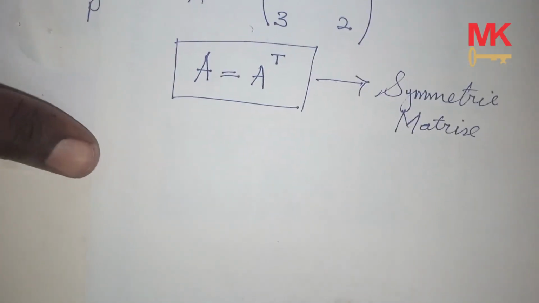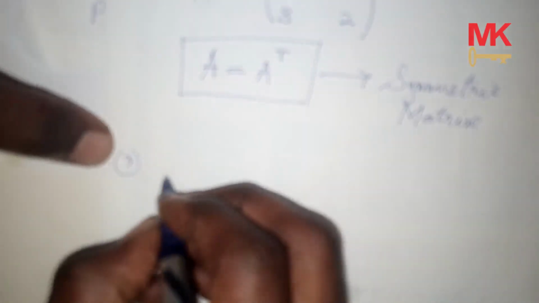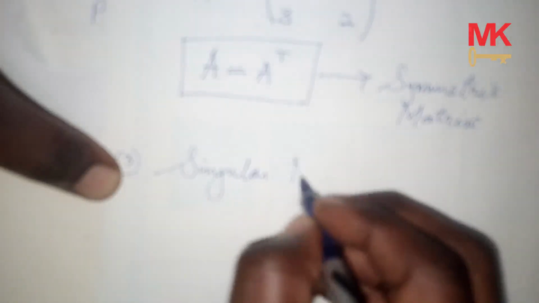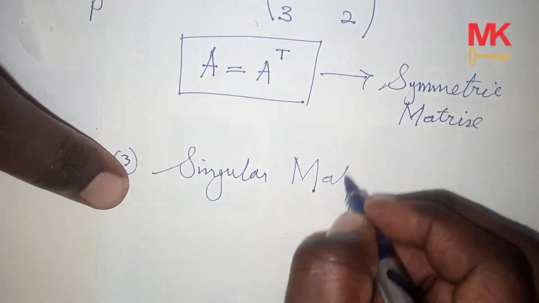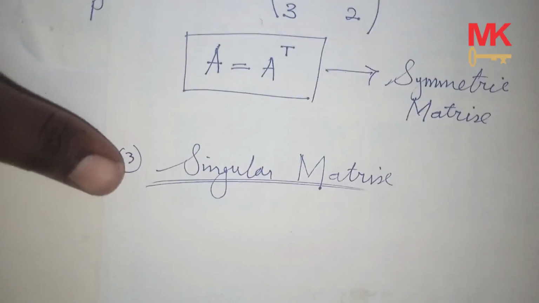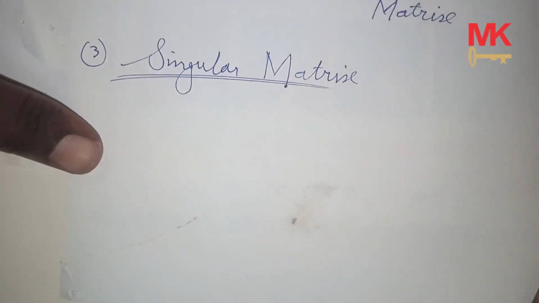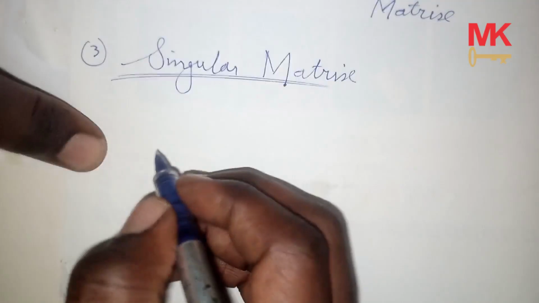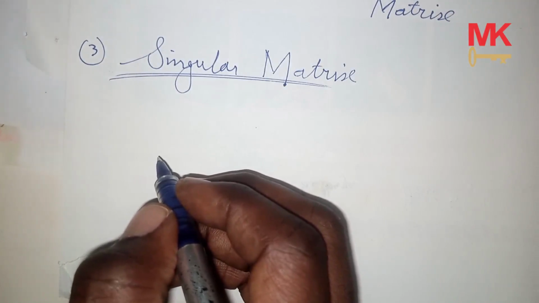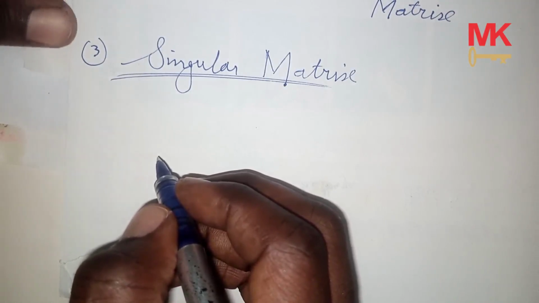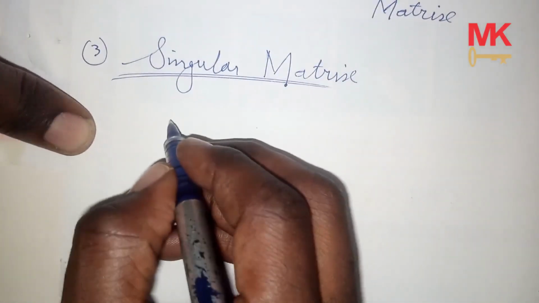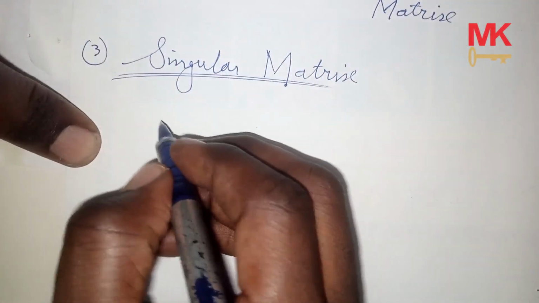And next, we're going to talk about number 3. It's called the singular matrix. What is a singular matrix? It is a type of matrix in which the determinant is equal to 0. Okay, we're not talking about the determinant now. We'll talk about this in our next lesson, or maybe in the class tomorrow, as at the time of this recording.